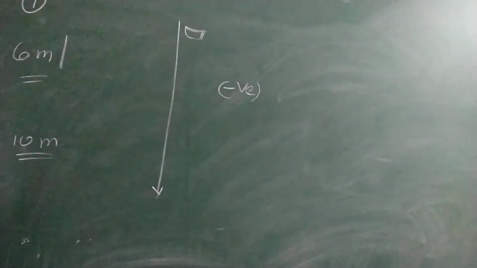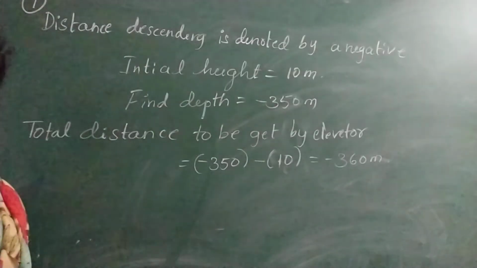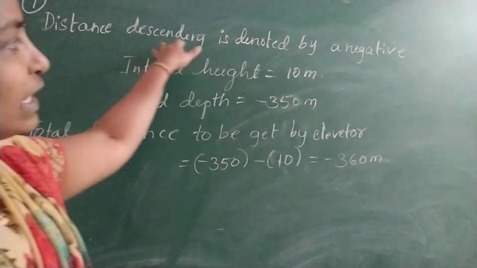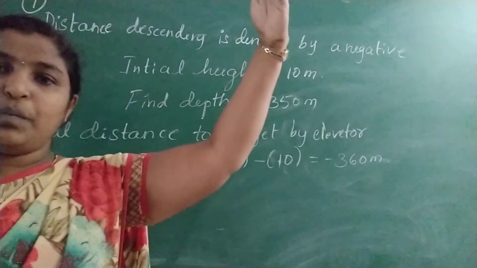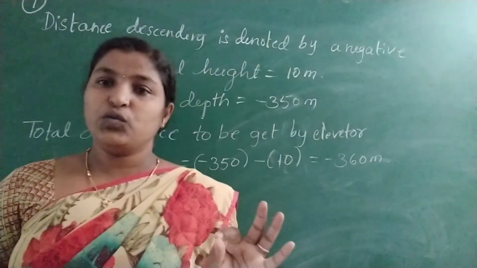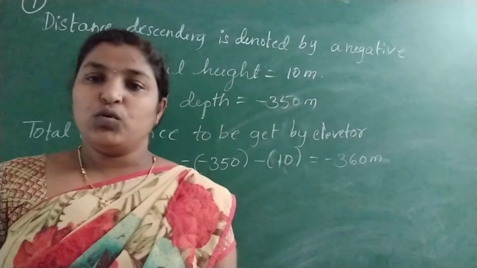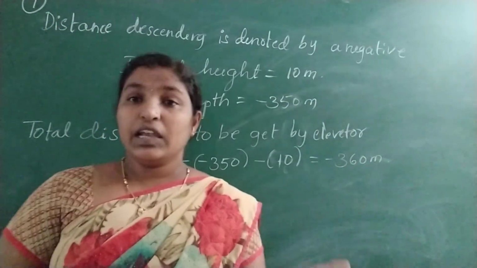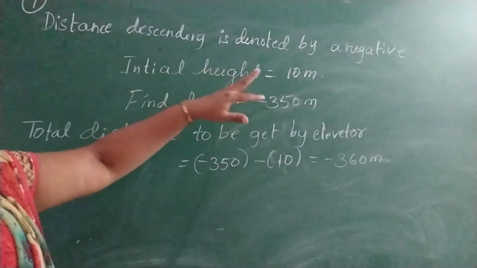For this, how can we write the answer? I will write on the board. First I will take the data from the question. Distance descending is denoted by negative. If they are going from down to up, it will be considered a positive integer. But now the elevator is coming from up to the down, so a descent will be taken as a negative integer.